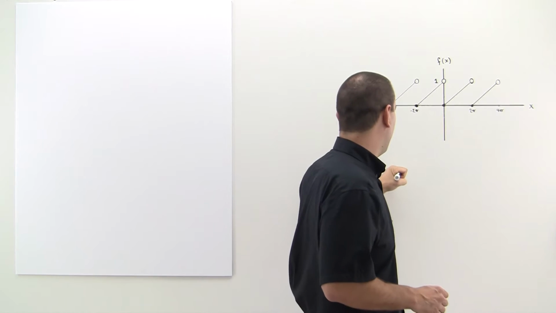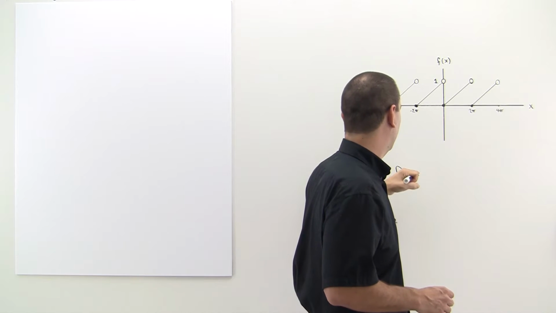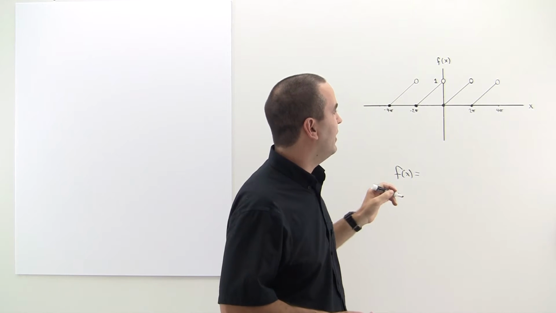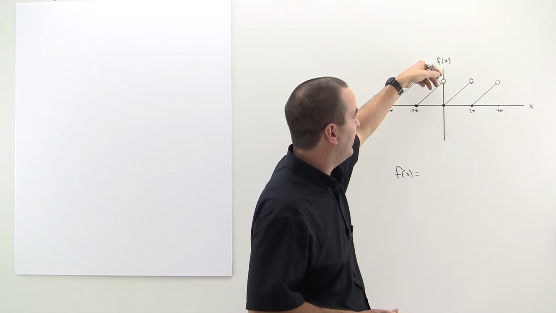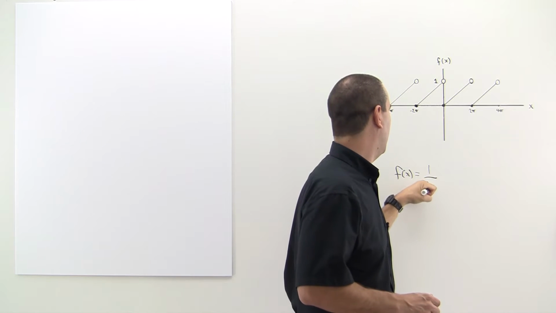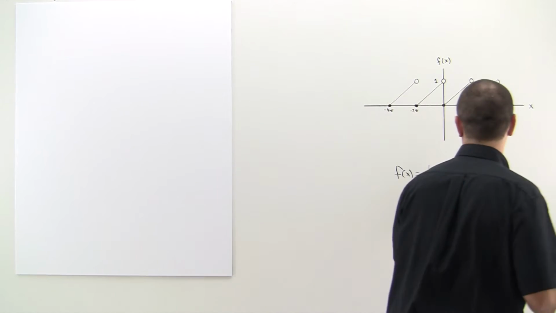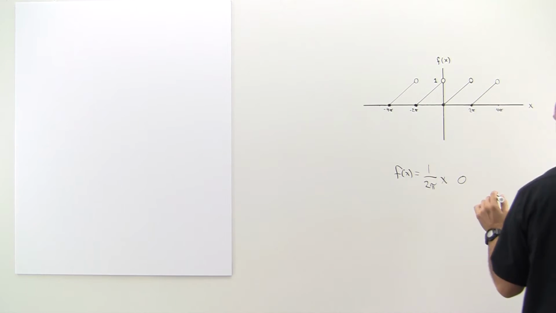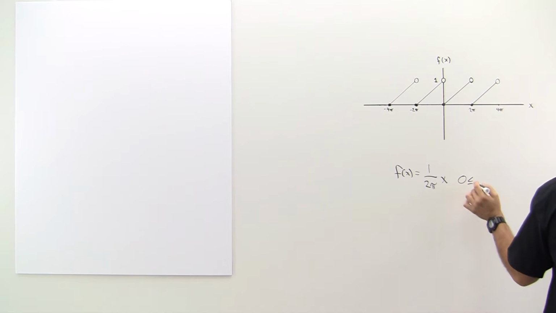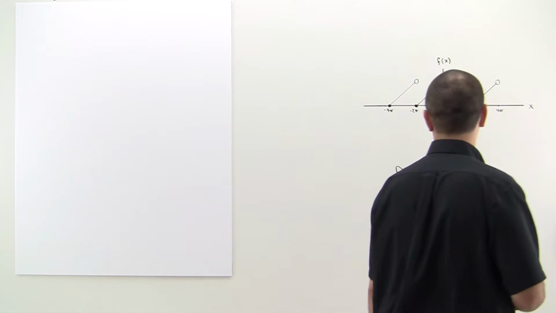So the function value over that interval, f of x, is equal to the rise over the run. It rises 1 and it runs 2 pi. So 1 over 2 pi times x. And this is good from 0, let's say x, and then less than 2 pi. It's good over that, right?